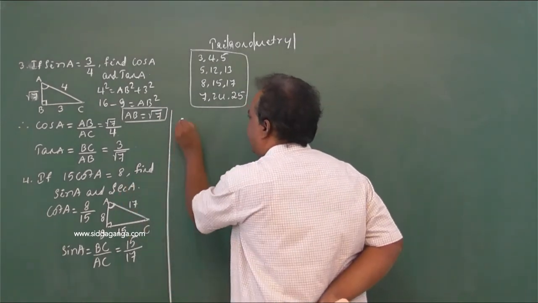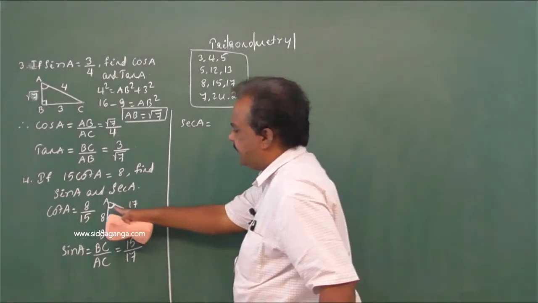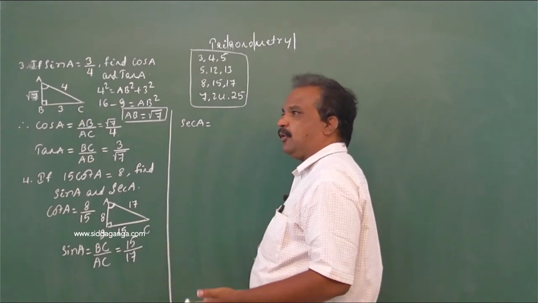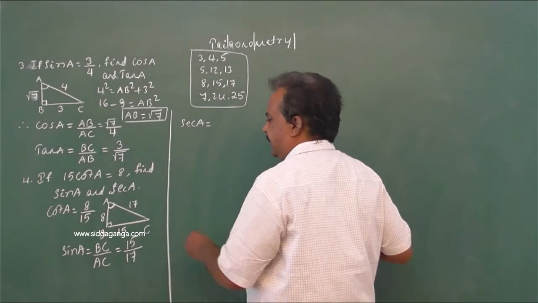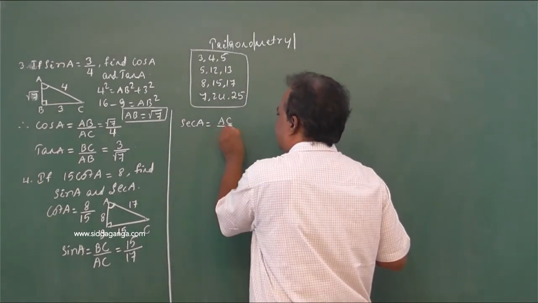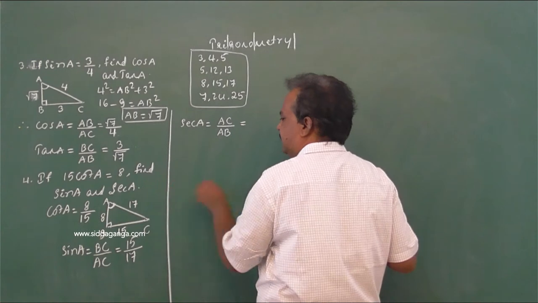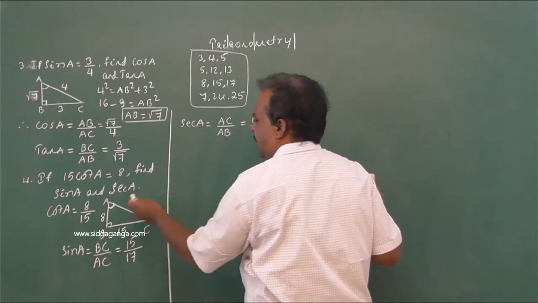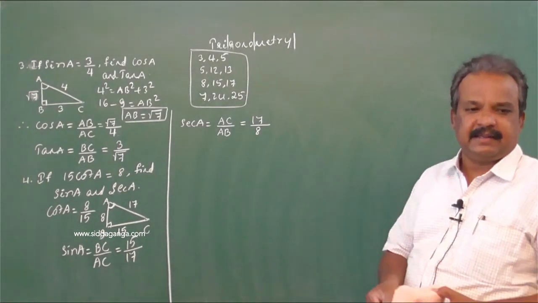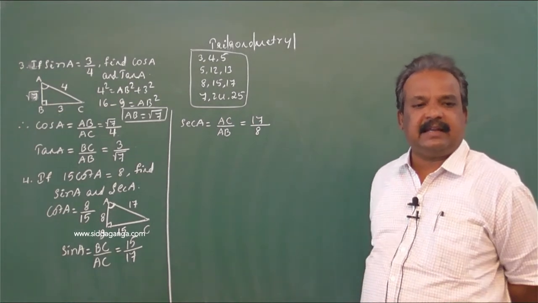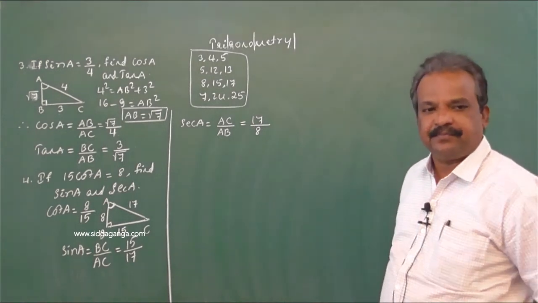And then you need to find secant A. What is secant A? Secant is the reciprocal of cos. Hypotenuse by adjacent. Hypotenuse is AC, by adjacent for A is AB. So what is AC? 17. And what is AB? 8. So this is secant A. Pramod Patil, you have answered it correctly. Ananya, 15 by 17 is the value of sine. Exactly correct.